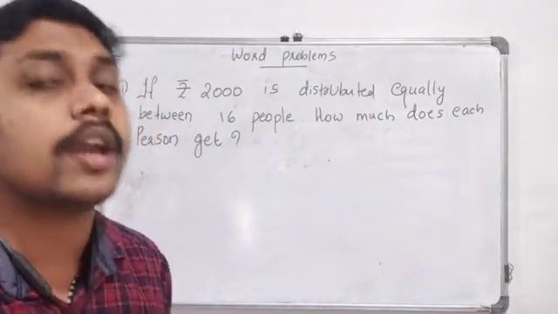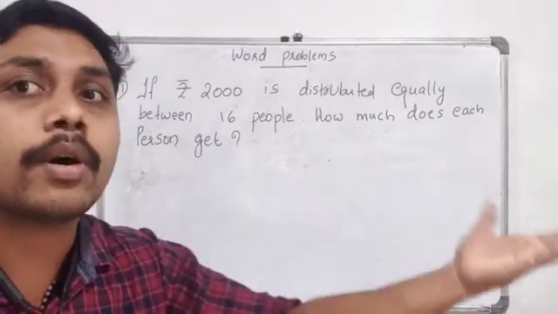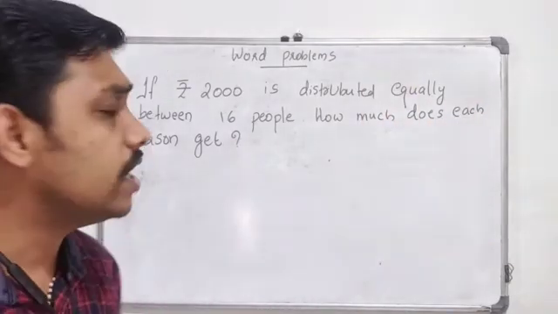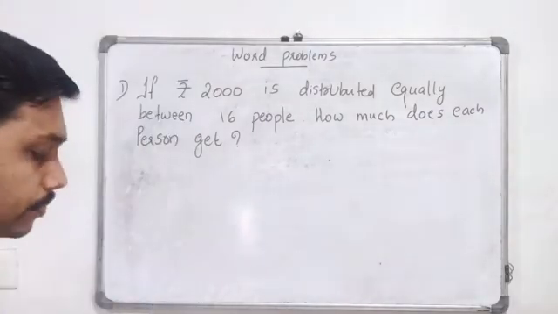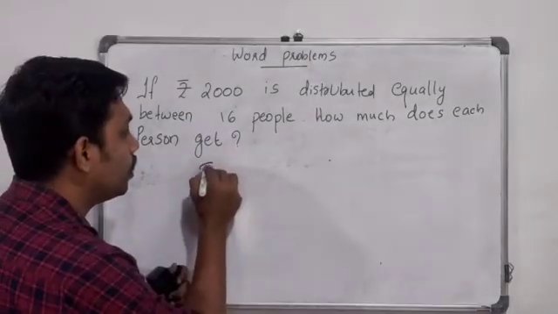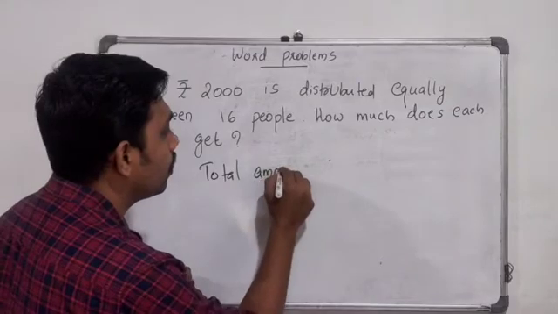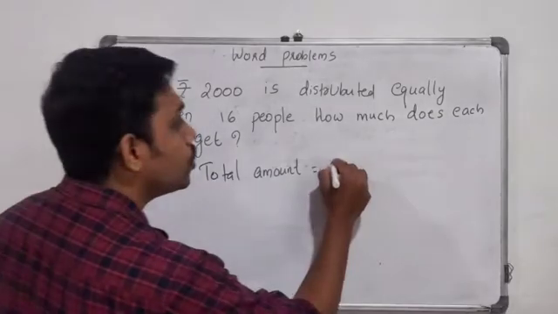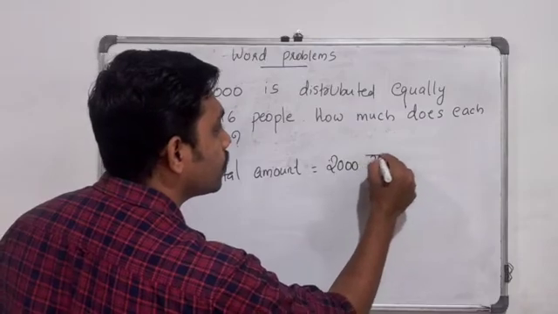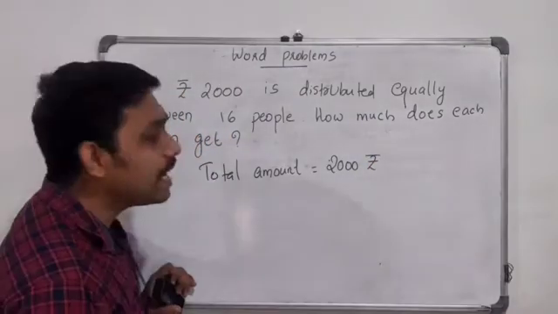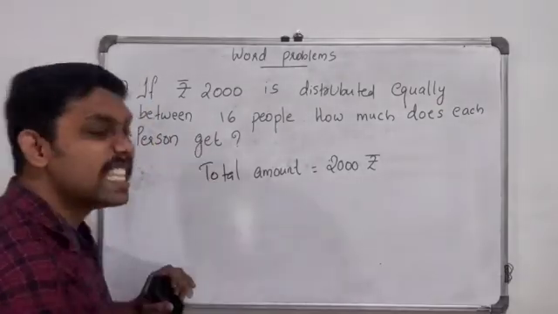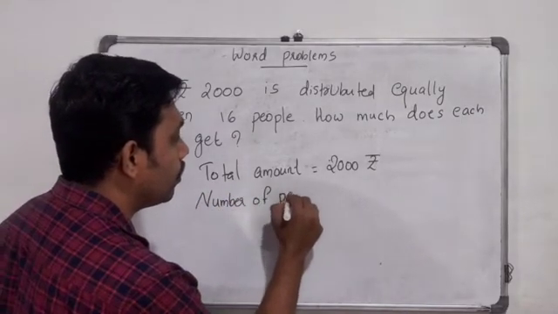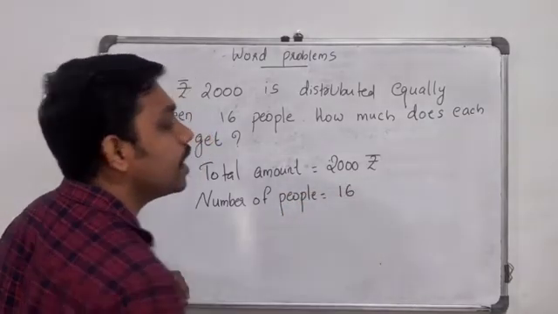So what will we do? Yes, we will divide the total amount by the number of people. So we need to write the steps first. First step, total amount. What is the total amount we have? The total amount is 2000 rupees. Next step, how many people are there? Number of people: 16 people.